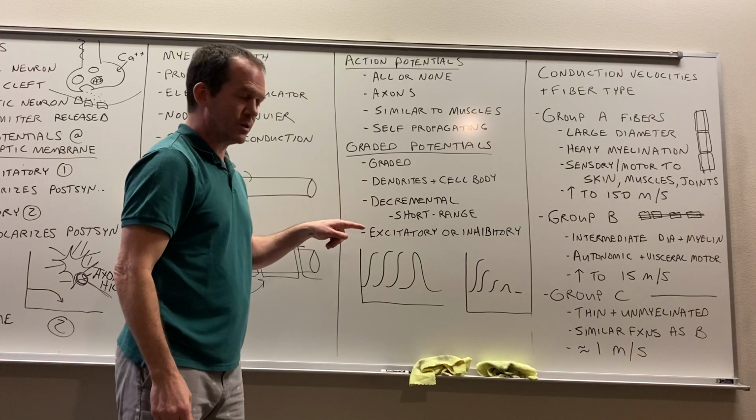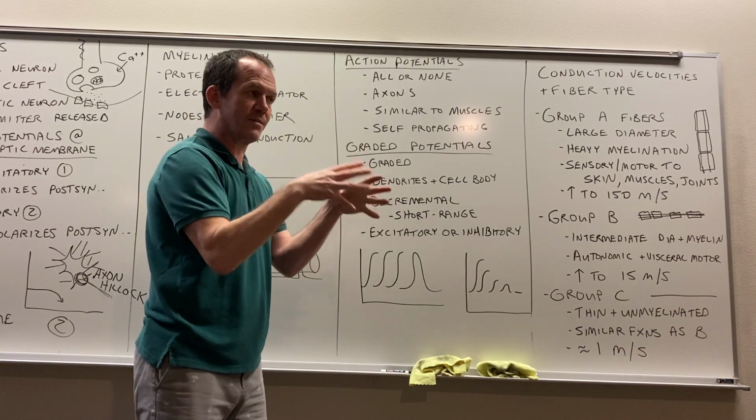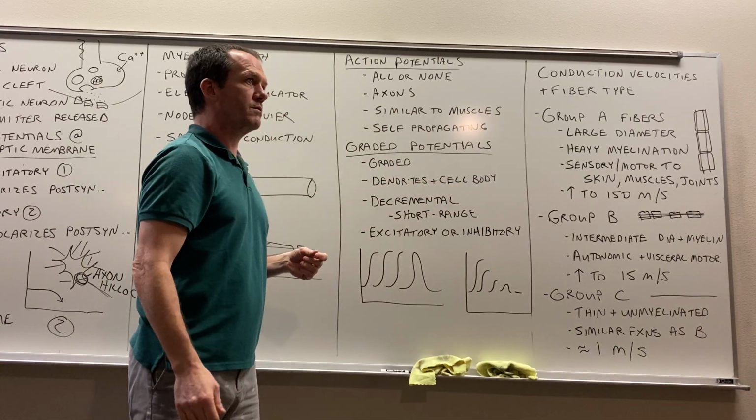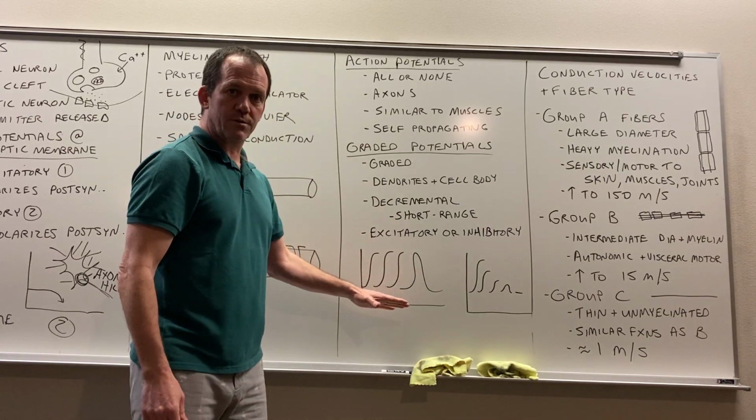So they don't have a lot of range. This is why you oftentimes get lots of axon terminals stimulating the same neuron to get a real big likelihood of a subsequent impulse generation. They can be excitatory, inhibitory. That's what I mentioned earlier.